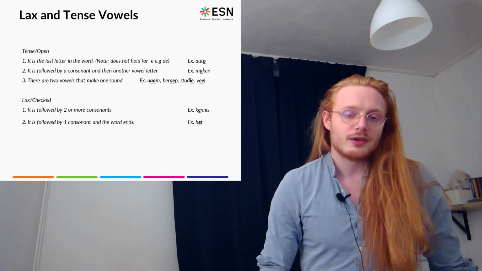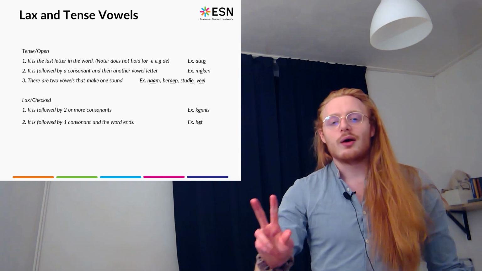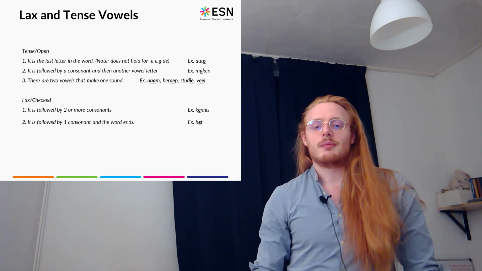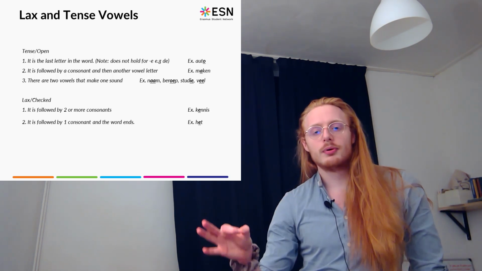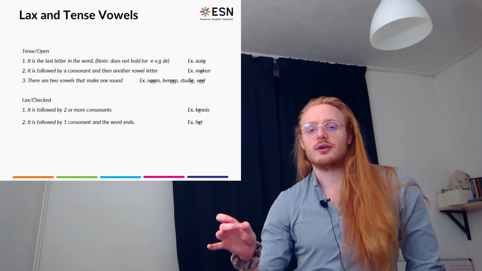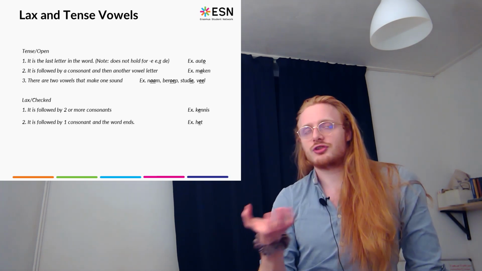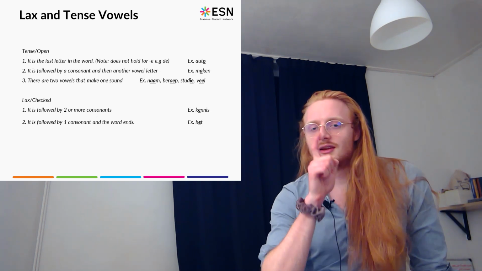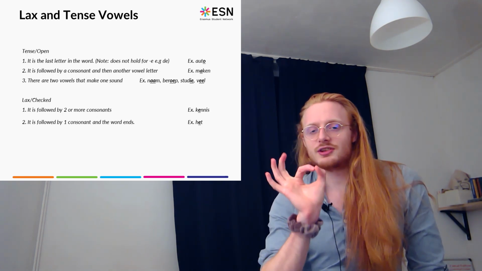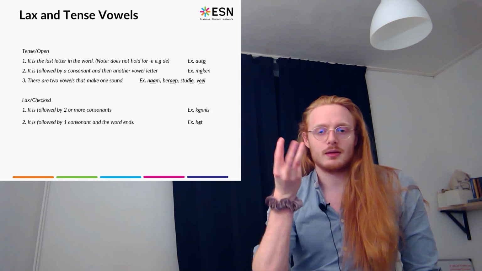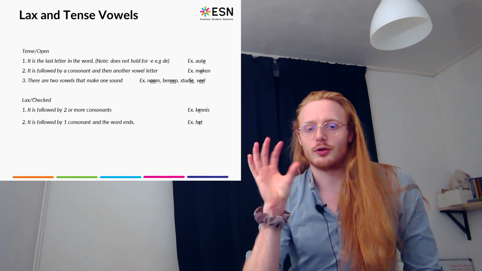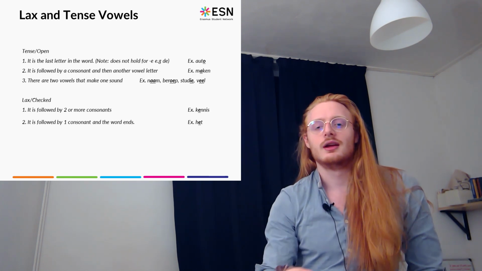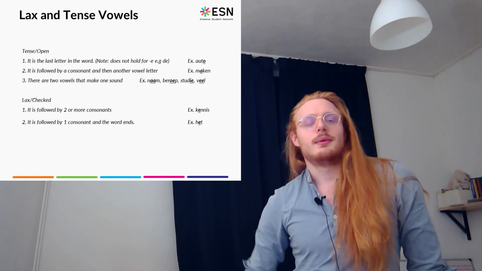And it's also pronounced tense if there are 2 vowels that make 1 sound. For example, naam, beroep, studie, and veel. These are the tense versions of their respective vowel sounds. The beroep here is a bit misleading because this is a combination of sounds, not per se 2 of the same sound. We'll get to that again in a bit.